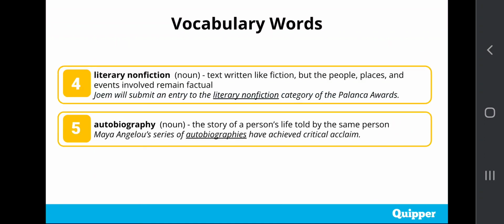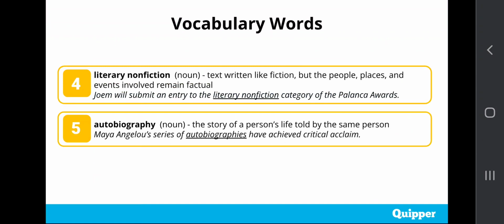Fourth, literary nonfiction. This is a noun which means text written like fiction, but the people, places, and events involved remain factual. Example, Joe M. will submit an entry to the literary nonfiction category of the Palanca Awards. And lastly, autobiography. This is a noun which means the story of a person's life told by the same person. Example, Maya Angelou's series of autobiographies have achieved critical acclaim.